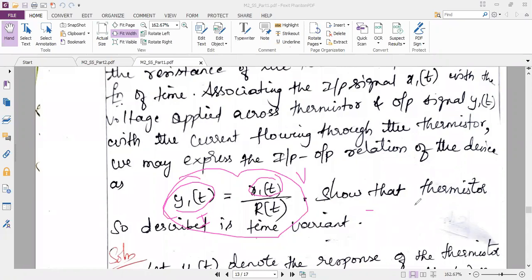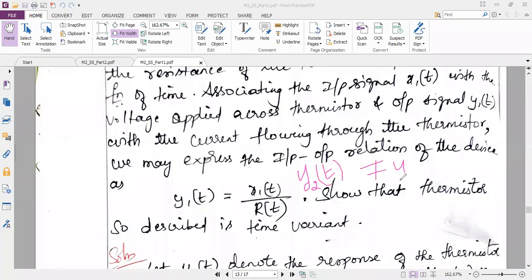So what they are asking is, show that the thermistor is time variant. They are not asking you to prove the time invariant. Time invariant means I need to calculate y2 of t separately, I need to calculate y1 of t minus t naught, and I should prove y2 of t is equal to y1 of t minus t naught. But here I need not prove like that. I am supposed to prove y2 of t is not equal to y1 of t minus t naught, because the question is asking us to prove the time variant, not invariant. So these both should be not equal.